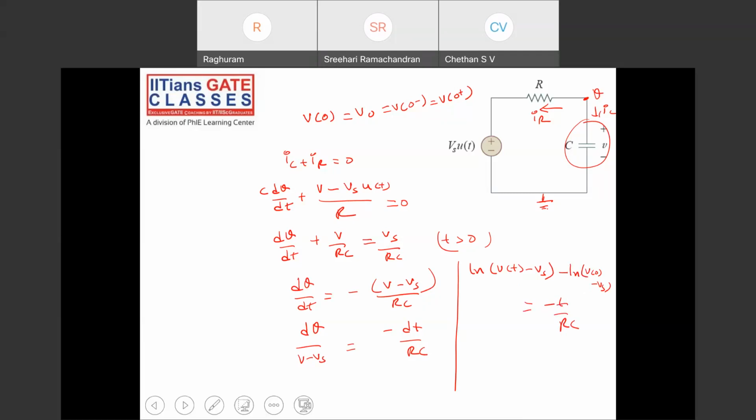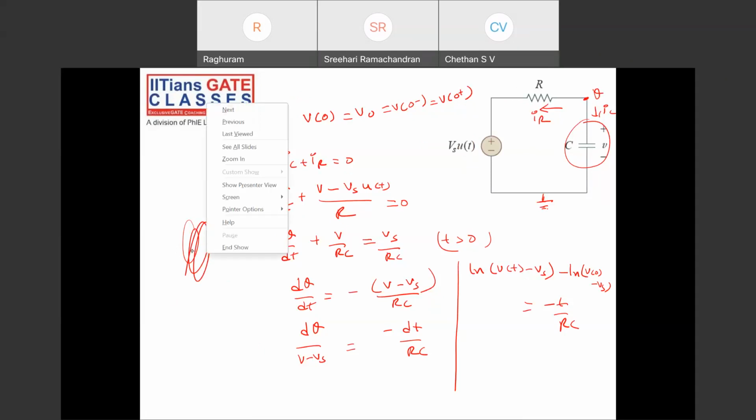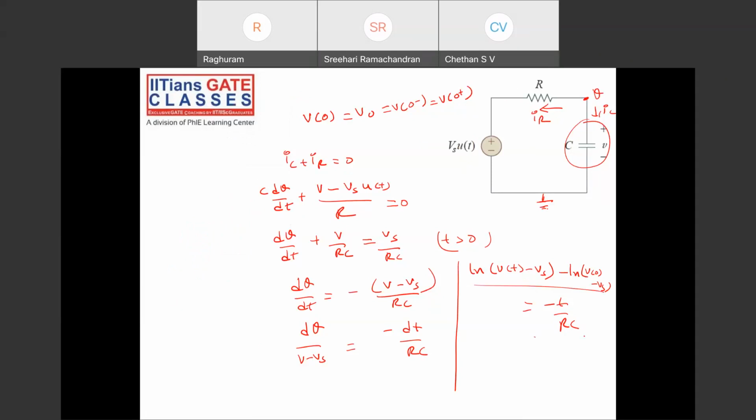Sorry, sir, I am not able to see the slide. It's stuck in the last. The last thing I can see is dV by V minus Vs is equal to minus t by RC. Okay, clear. This is clear, right?